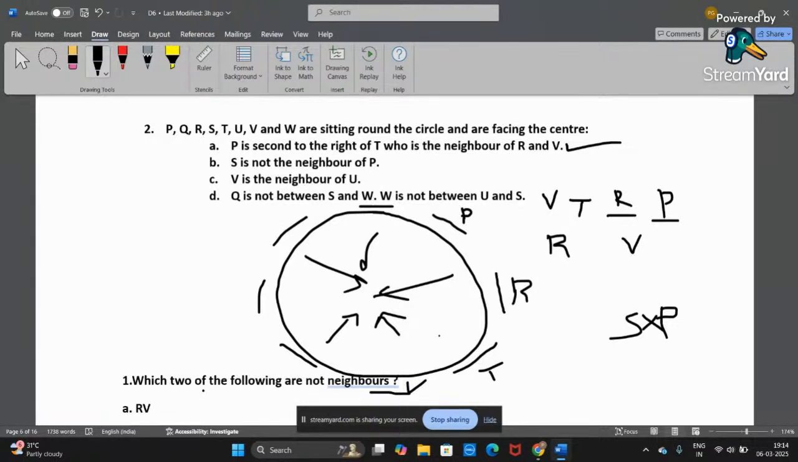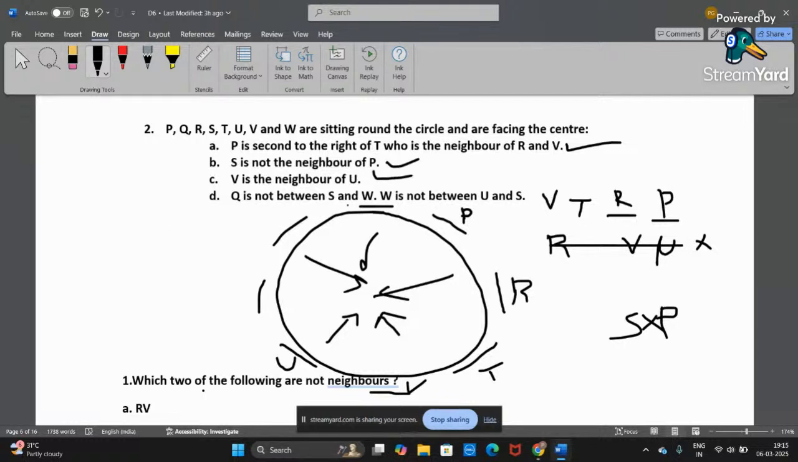V is the neighbor of U. Where is U here? V is here, so its neighbor is U. Okay, this is correct. See, if you take this statement, V's neighbor is U. This option, but here it is P. So this option cannot be correct, so let's leave this and we'll mark this point. P I have written here, R here, T here, V here, and V's neighbor U here. Up to 3 conditions it is done.